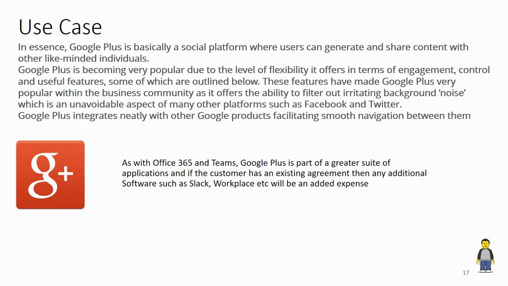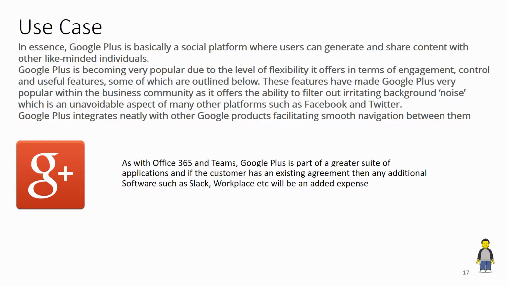The use case. Google Plus is basically a social platform where users can generate content and collaborate with like-minded individuals within a company. It is becoming more popular due to the level of flexibility it offers in terms of engagement and its features, some of which are outlined below. These features have made Google Plus very popular with the business community as it offers the ability to filter out irritating background noise and constant posts. Google Plus integrates neatly with other Google products and is, for business, ad-free.